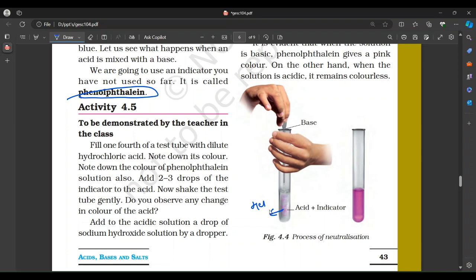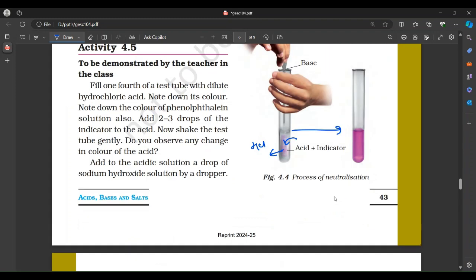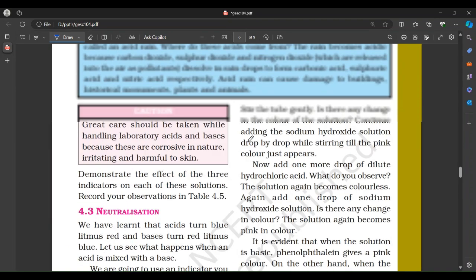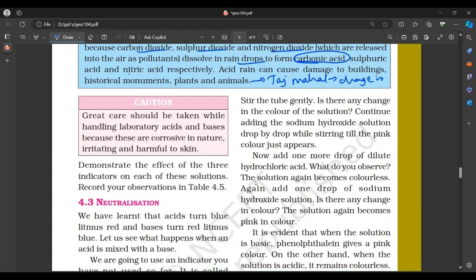So note down the color of phenolphthalein solution. Also add 2 to 3 drops of indicator. After addition of indicator, shake the test tube gently. Do you observe any change in the color? Yes. After changing, look at the color. So add to the acidic solution a drop of sodium hydroxide solution by a dropper. Stir the tube gently. Is there any change in the color?